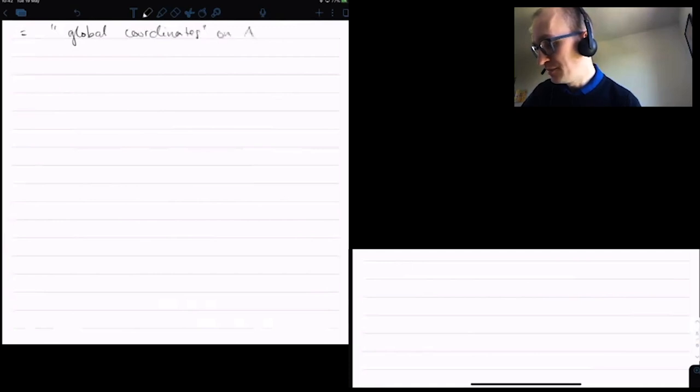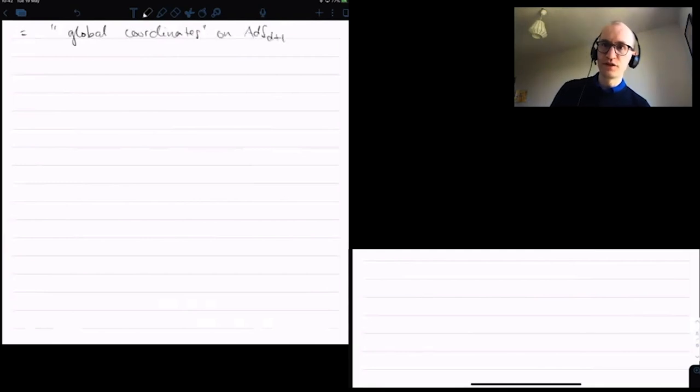On AdS_{d+1}, roughly speaking, because it's an example of a set of coordinates which covers the entire submanifold that we're interested in. There are also other choices of coordinates which only cover, let's say, half of it, for example, one half or the other.